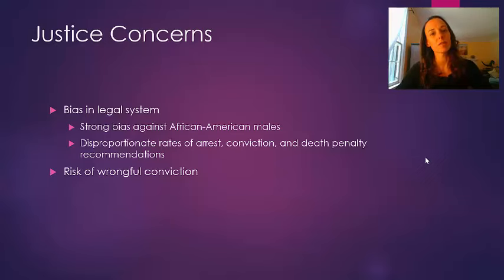So what we mean by that last one is sometimes a case will go to trial, the person will be found guilty, but the jury gets to decide whether they're going to recommend the death penalty for that person or whether they're going to recommend life in prison with or without the possibility of parole. What we found is even when you control for the same type of crime committed, African American males are more likely to have the death penalty recommended as the appropriate punishment compared to other groups. So you can see that there's a problem here in the U.S. legal system with bias. The other issue is the risk of wrongful conviction.